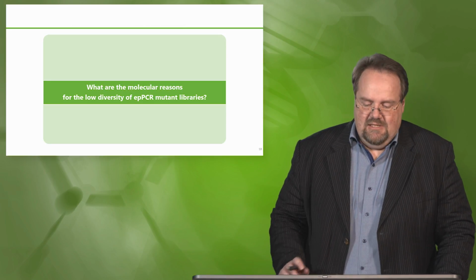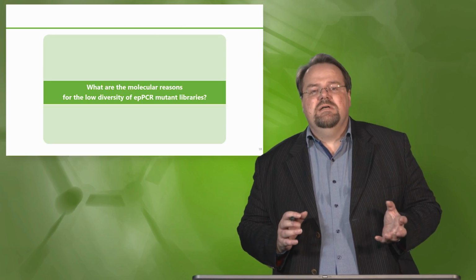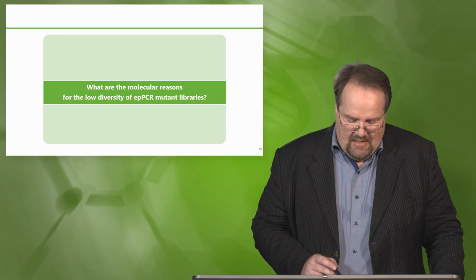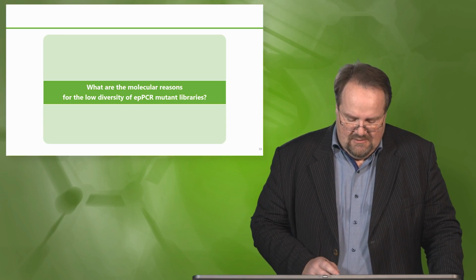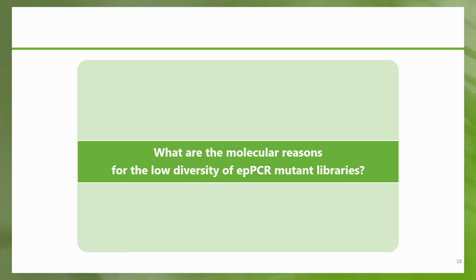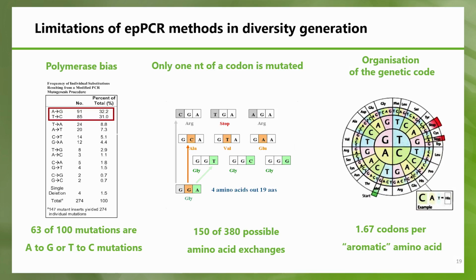Now you can ask yourself, what are the molecular reasons in error-prone PCR for this low diversity? And the molecular reasons are threefold. In the first case, you use a polymerase to amplify the DNA.